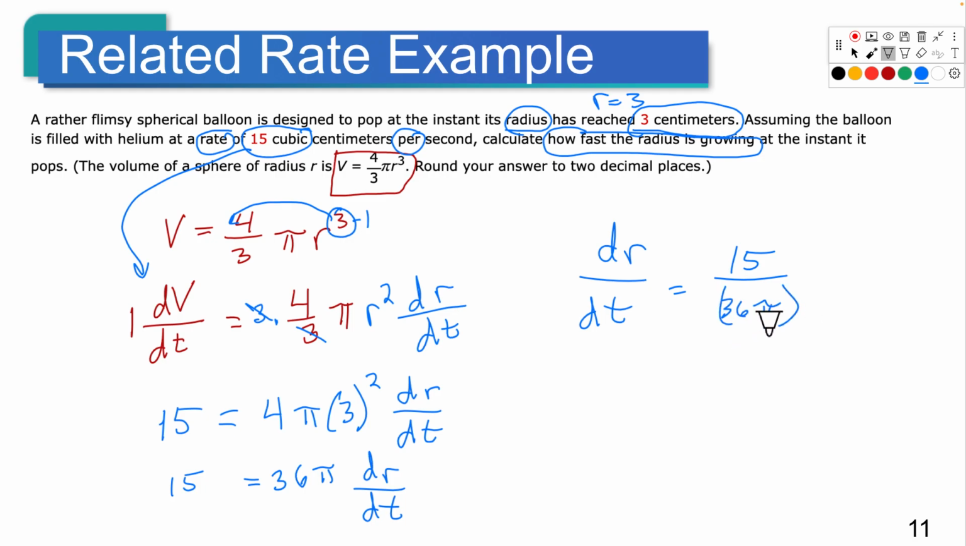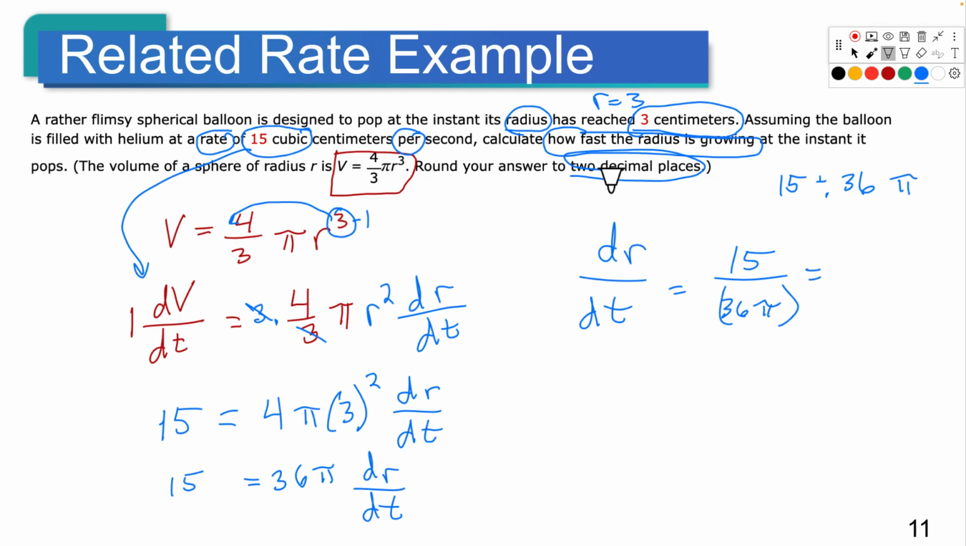I'm going to put a little parentheses here because if you put it into your calculator as 15 divided by 36 pi, you might get a wrong answer because it might take 15 divided by 36 and then multiply by pi, when you actually need to take 36 times pi first and divide by that whole thing. So order of operations sometimes makes a difference. And this one says they want it to 2 decimal places, so plug it in the calculator and get a decimal.